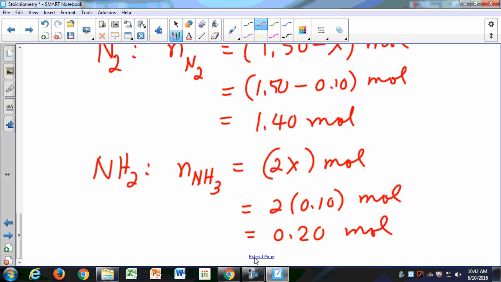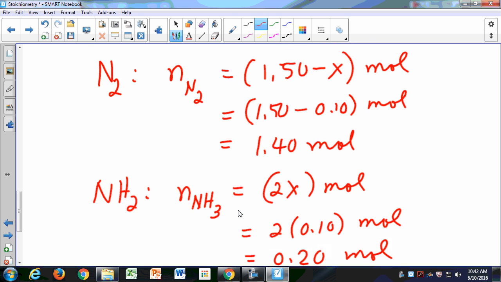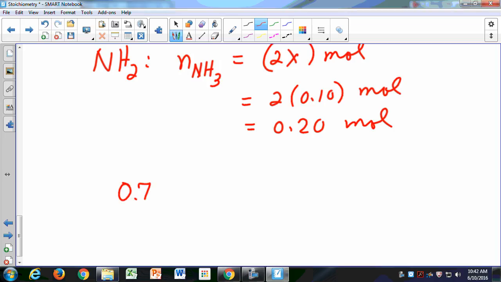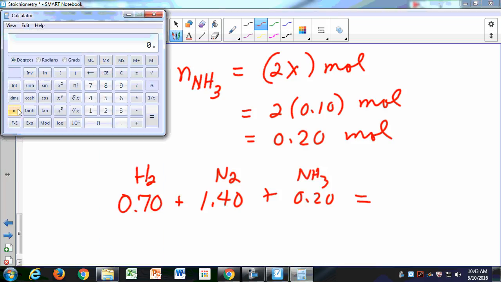Let's verify if we have all the numbers correct. If we add up all of these numbers, we should get 2.3. Moles of H2 is 0.70, plus moles of nitrogen is 1.40, plus moles of NH3 is 0.20. That should add up to, let's see, 0.7 plus 1.4 is 2.1, plus 0.2 gives you 2.30 moles total.